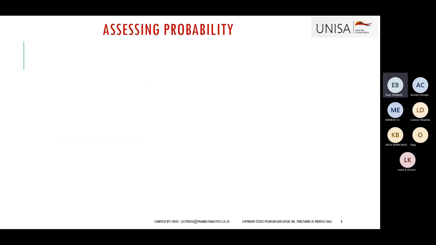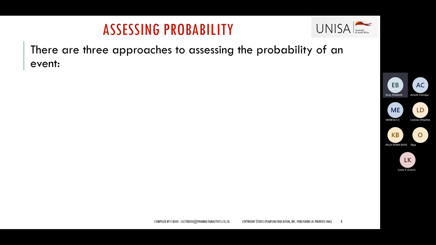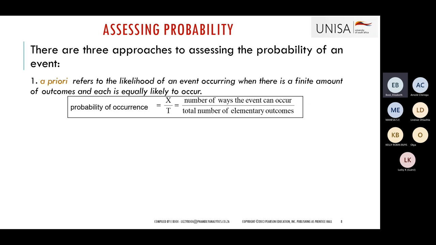Now, in terms of assessing probabilities as well, there are 3 approaches that you also need to know about, but I'm just going to rush through them because we're not going to concentrate on them today. These are the things that your tutor needs to address with you, but I've just included them. So those 3 approaches that you can use to assess the probabilities are a priori, which means it's the likelihood of an event occurring when there is a finite amount of outcomes and each is equally likely to happen. And you will notice that every time we talk about probability, we will talk about the number of ways an event can occur divided by the total number, which is the grand total.